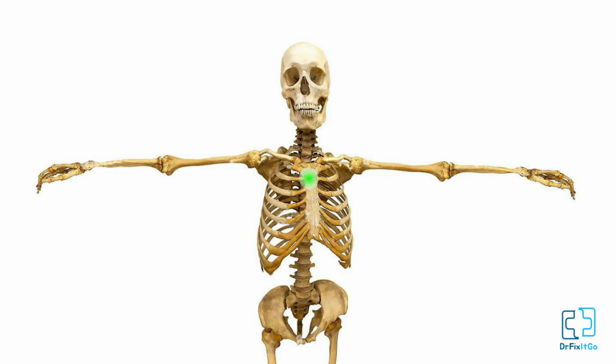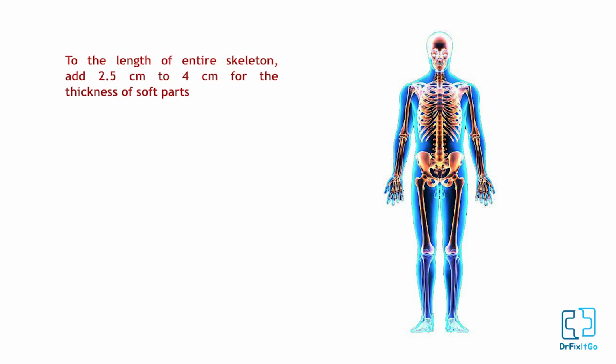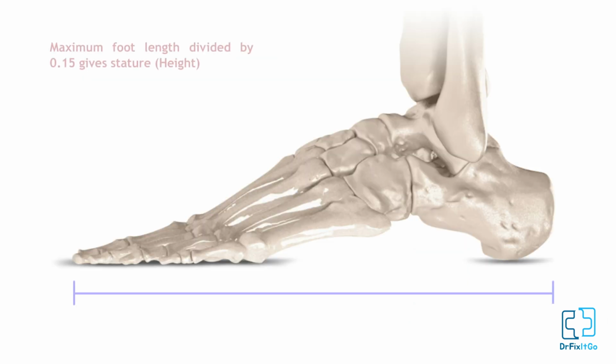The length from the sternal notch to symphysis pubis multiplied by 3.3 gives the stature. The length of vertebral column is 35/100 of the height. To the length of entire skeleton, add 2.5 cm to 4 cm for the thickness of the soft parts. Maximum foot length divided by 0.15 gives stature.